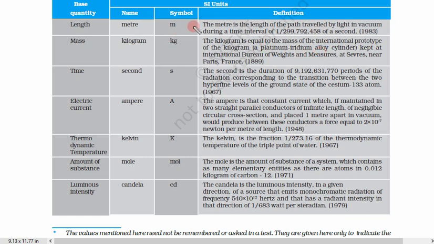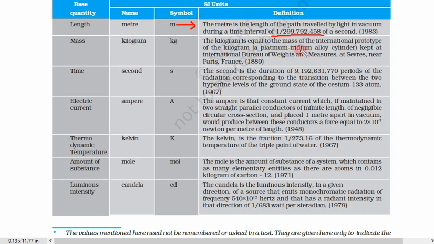Now let us see the definition of these standard units in terms of indestructible things. So let us see meter. The meter is the length of the path travelled by light in vacuum during a time interval of 1 by 299,792,458 part of 1 second. This is a very small time because the speed of light is very high.